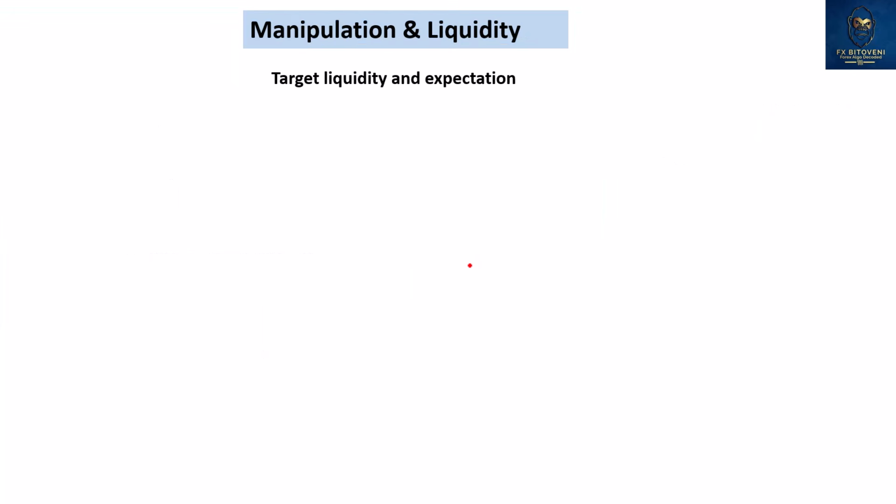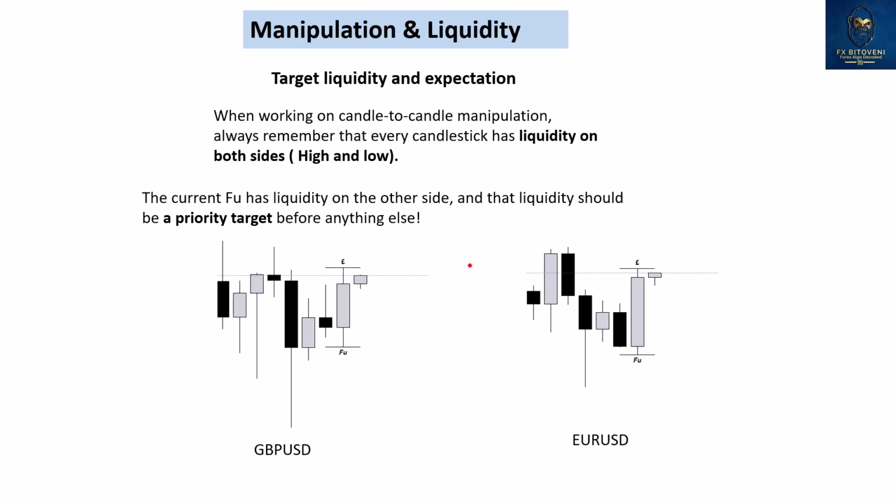Now, target liquidity and expectation. So what do we expect? When working on candle to candle manipulation, always remember that every candlestick has liquidity on both sides, high and low. That's rule number one. Whenever you see a candlestick, you have to understand that there is liquidity on both sides. As long as the candlestick has closed, it will have liquidity on both sides. The current FU has liquidity on the other side, and that liquidity should be a priority target before anything else.